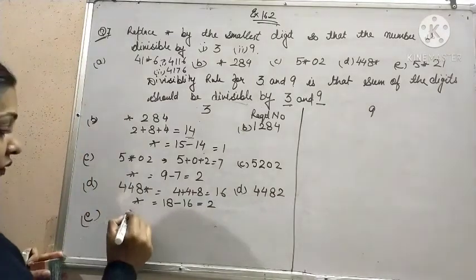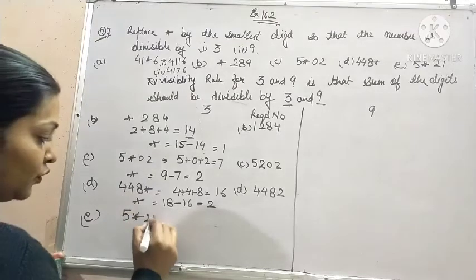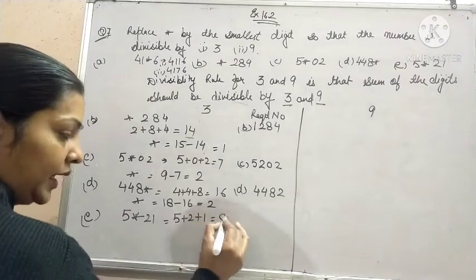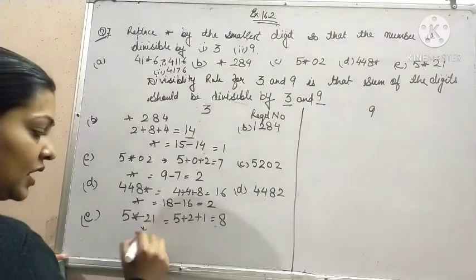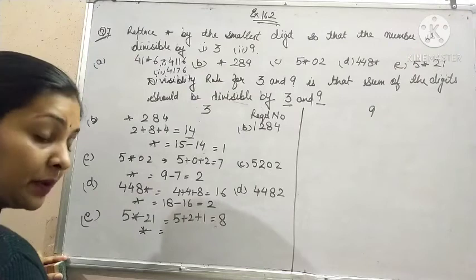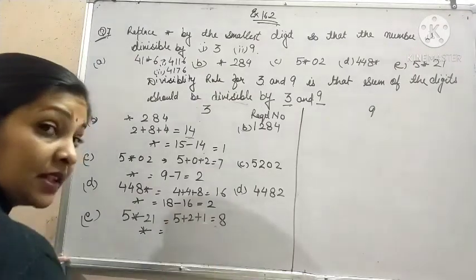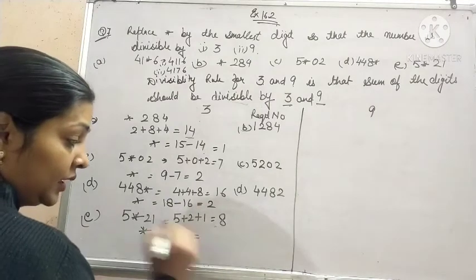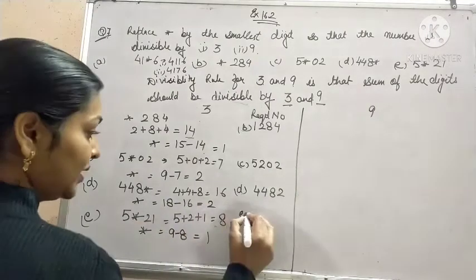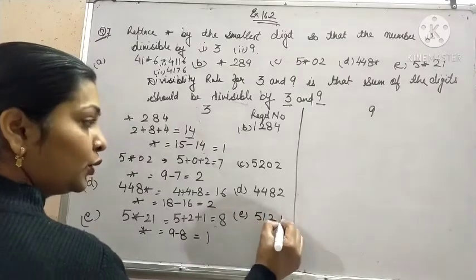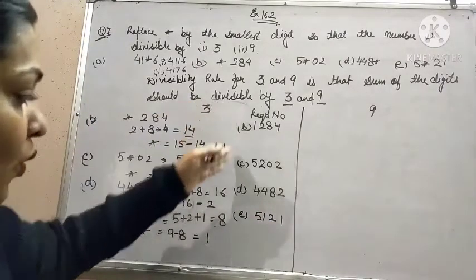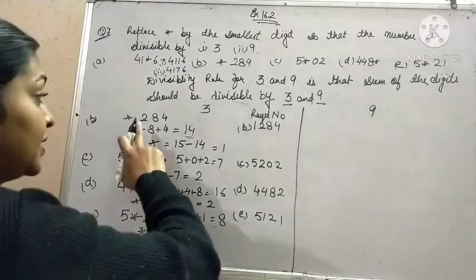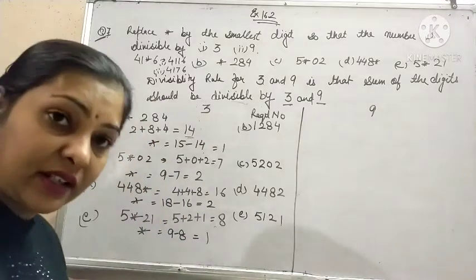Now the last part E, 5 star 2 1. Sum of the digits 8. Then star will be equal to... 8 is not divisible by 3. What is the next number which is divisible by 3? It is 9. 9 minus 8, that is equal to 1. So the required number will be 5121. So we obtain all the numbers which are divisible by 3 by replacing star with the smallest digit.